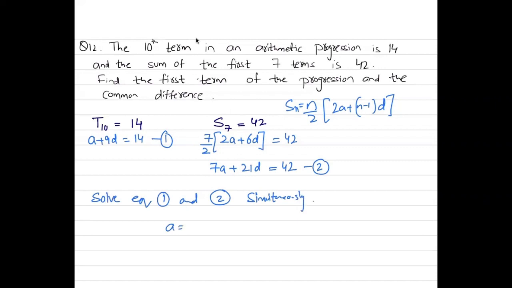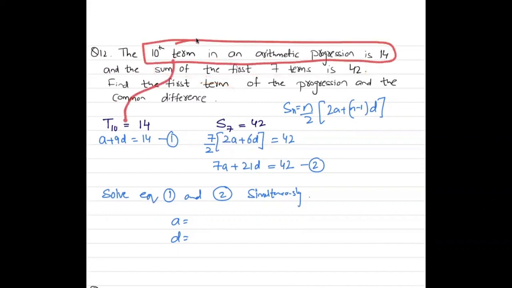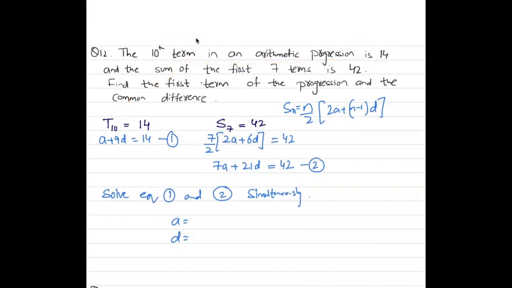Why for S7 did you use 7 over 2, the other formula? Because that is S7, not T7. When it says S7, the sum of the first 7 terms is 42, you will have to use the formula for the sum. When it says that the 10th term is 14, you are going to use the formula for the term. Okay, understood, sir. What's the value of A and D?